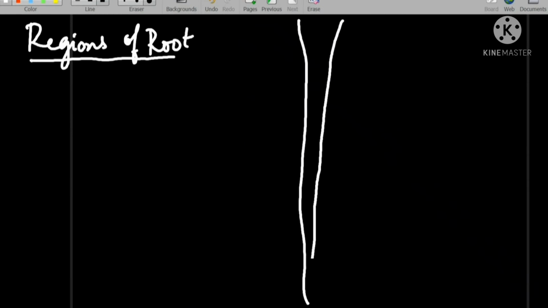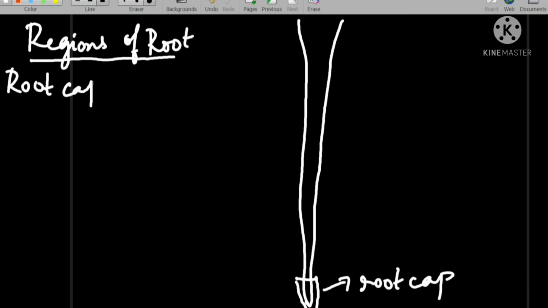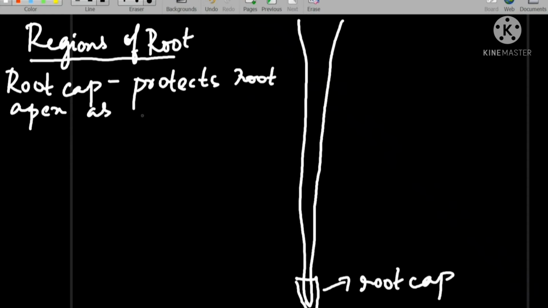A root has the following regions. Roots are always protected with a root cap. The root cap protects the tip of root, that is the root apex, as the root passes through the soil.